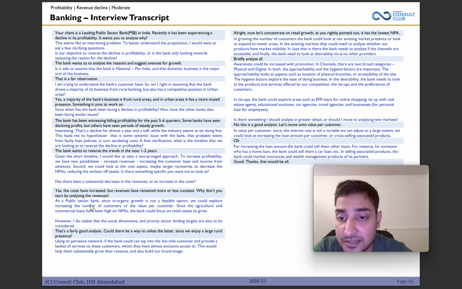As a public sector bank, since inorganic growth is not a feasible option, we could explore increasing the number of customers or the value per customer. Since the agriculture and commercial loans have been high on NPA, the bank could focus on retail assets to grow.